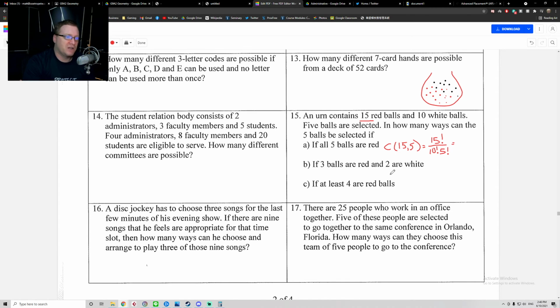All right. And if you calculate this out, I already calculated it out. It's 3003. Yes. 3003. Boom.